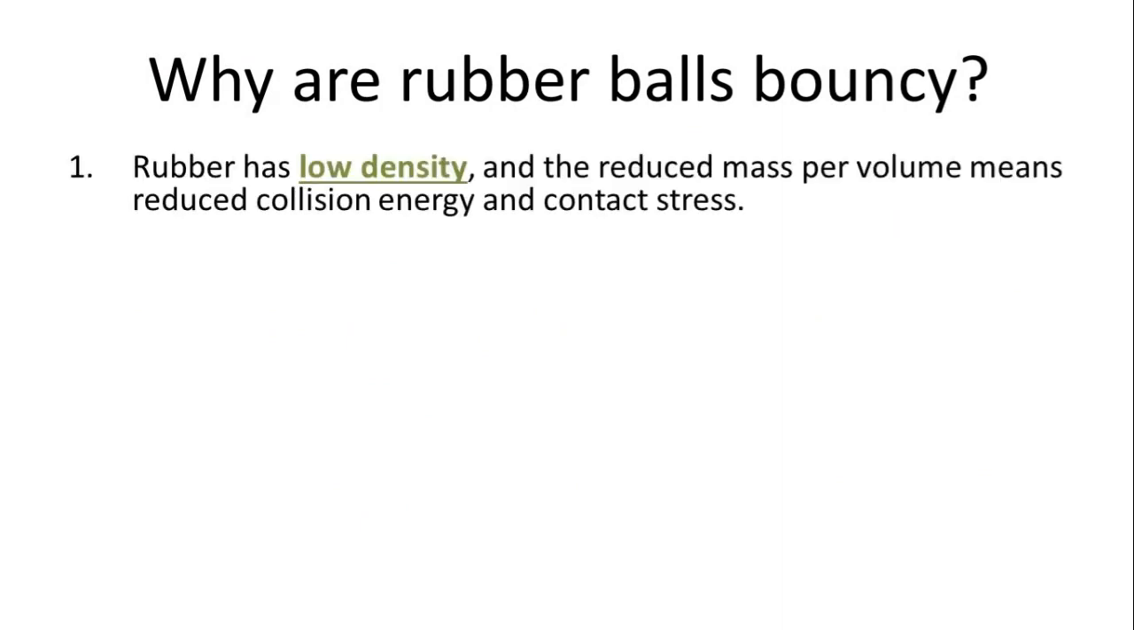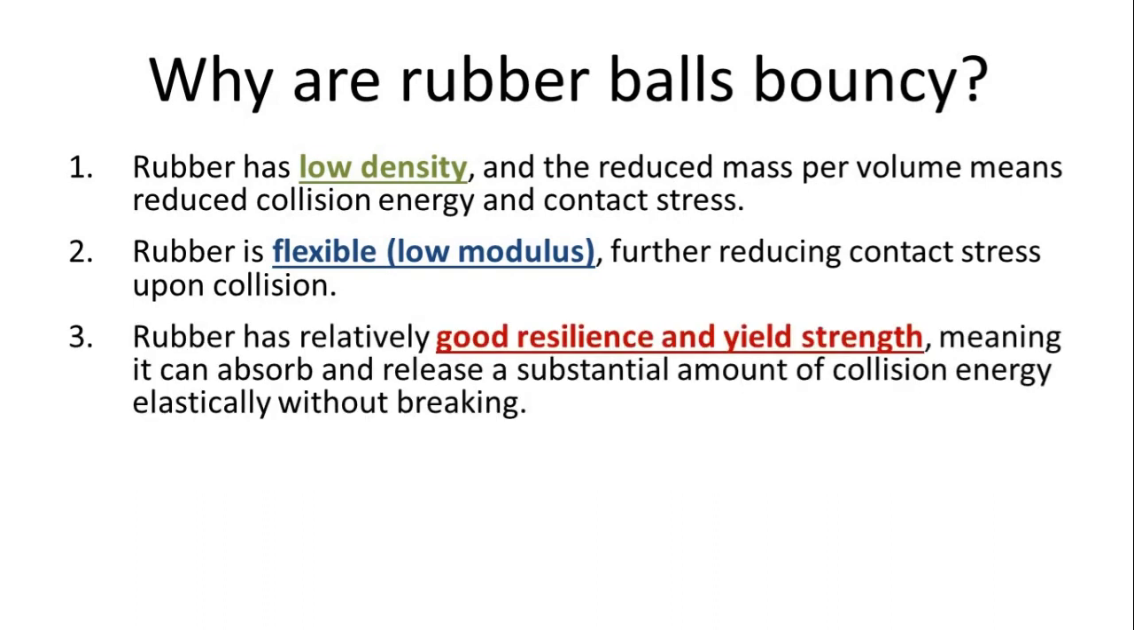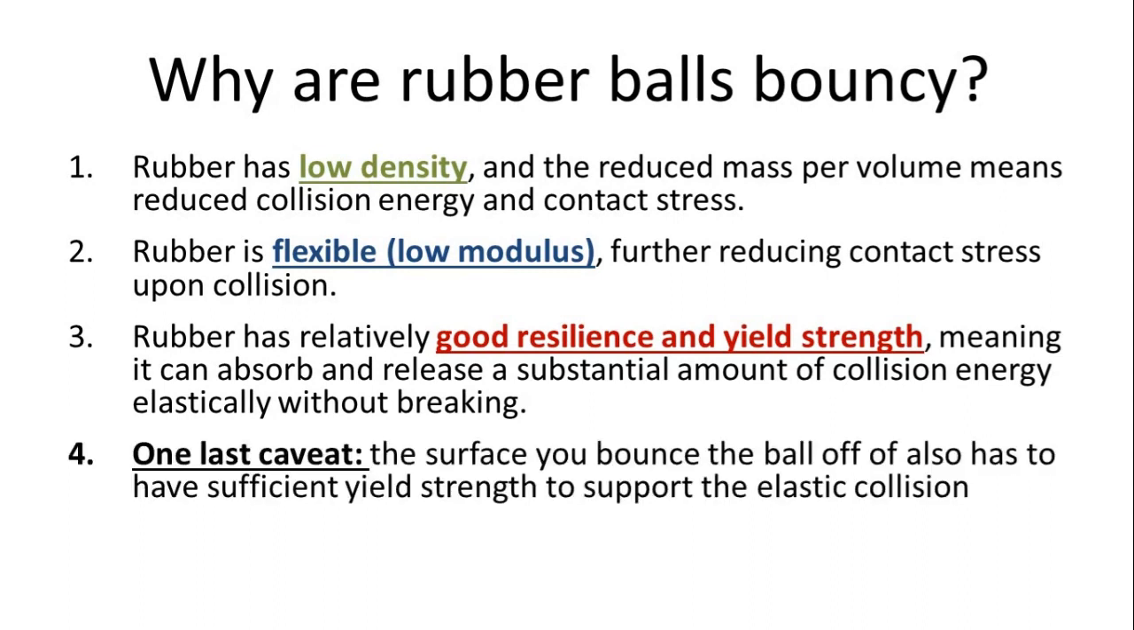1. Rubber has low density, and less mass per volume means reduced collision energy and contact stress. 2. Rubber has low stiffness, further reducing contact stress upon collision. 3. Rubber has relatively good resilience and yield strength, meaning it can absorb and release a substantial amount of collision energy elastically without breaking.